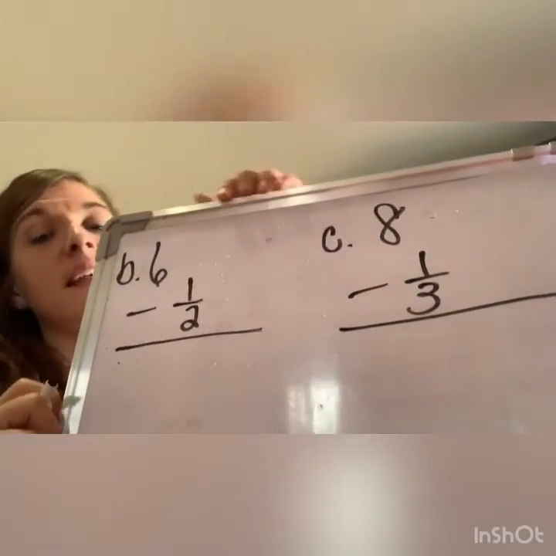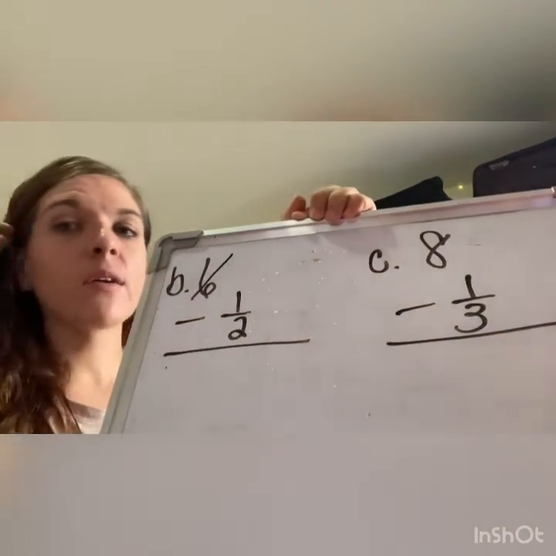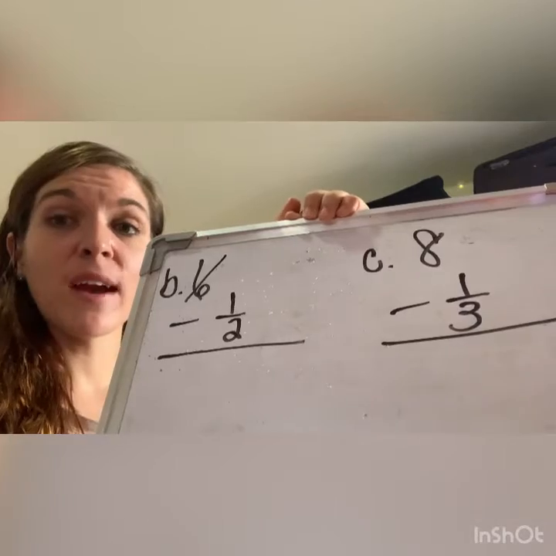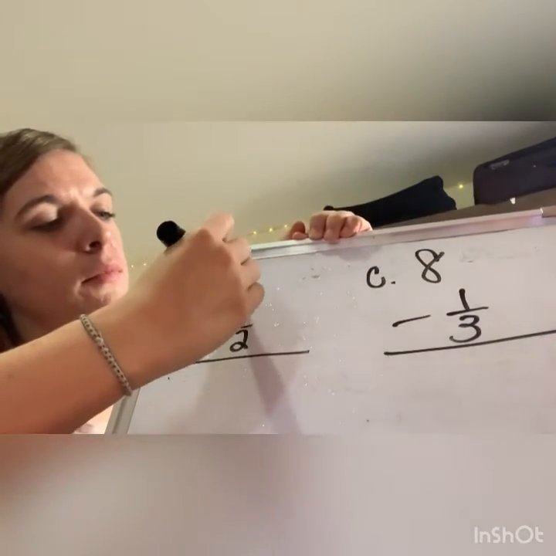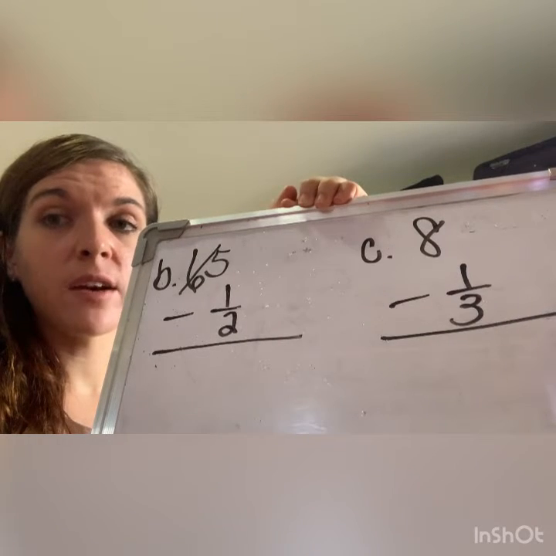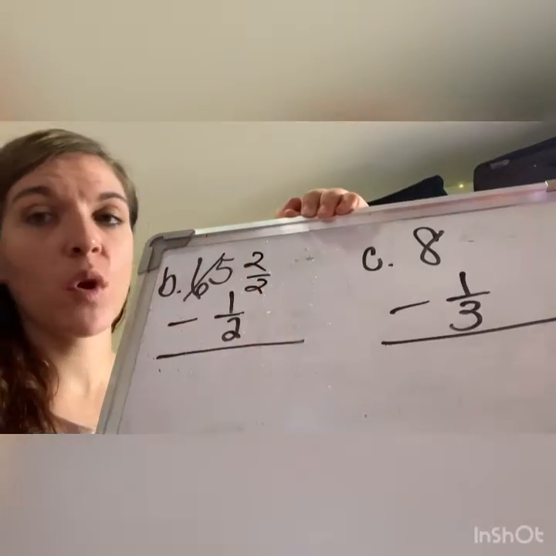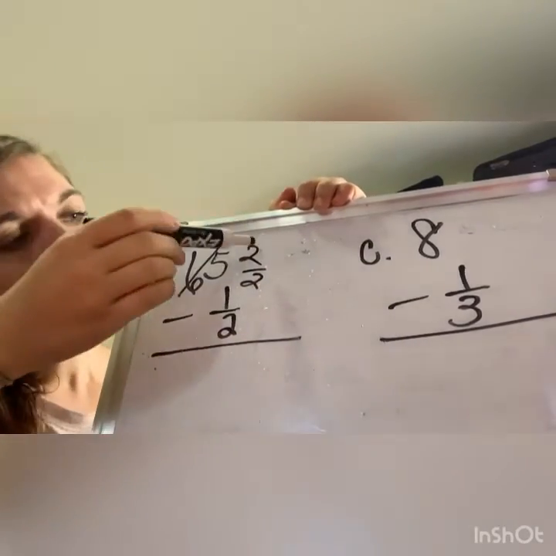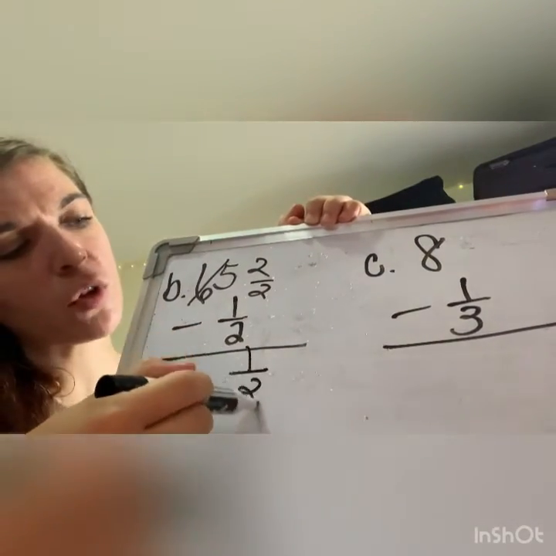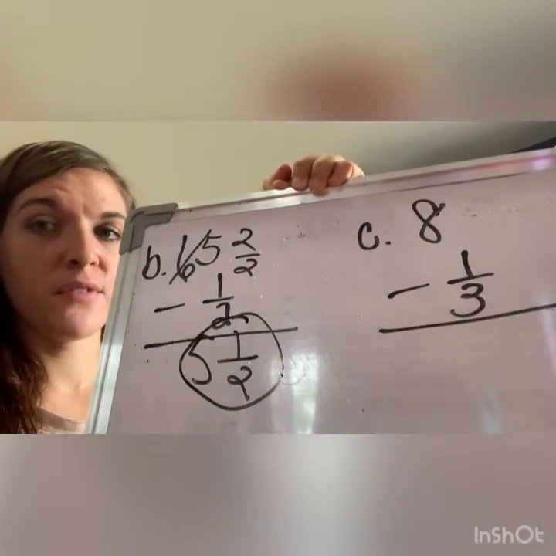Okay, here we go. Let's see letter B. So I cross it out. And what do I write on the side? What number? 5, right? Because you just take away 1. Okay, and then what's my 1 going to be written as? What denominator, Fernanda? 2. So 2 over 2, right? So I have 2 minus 1 is 1 over 2 with a 5 left over. So your answer is 5 and a half.